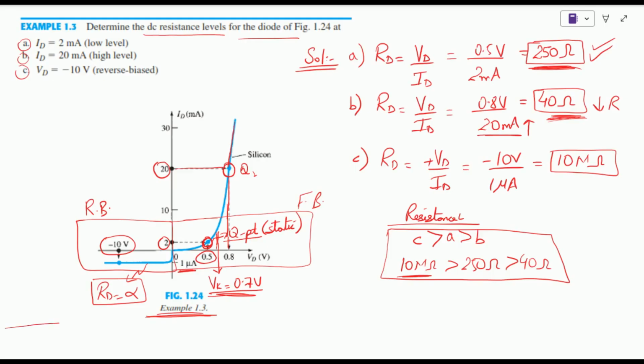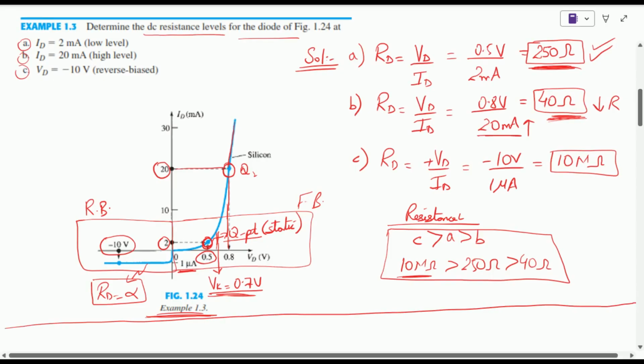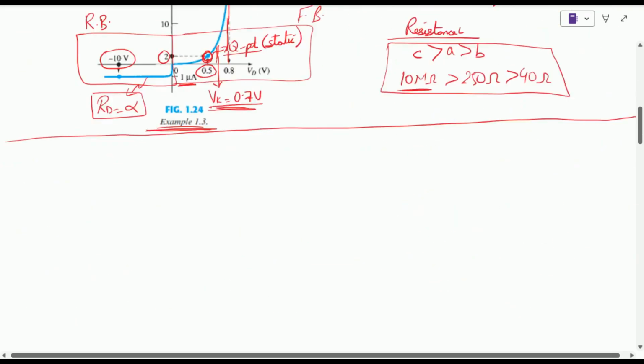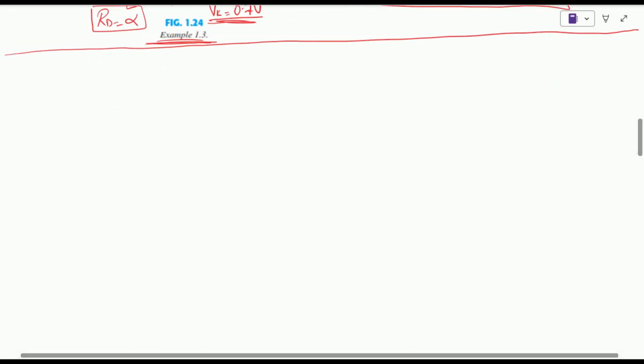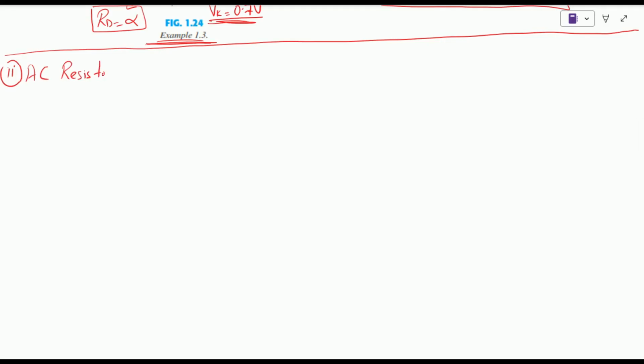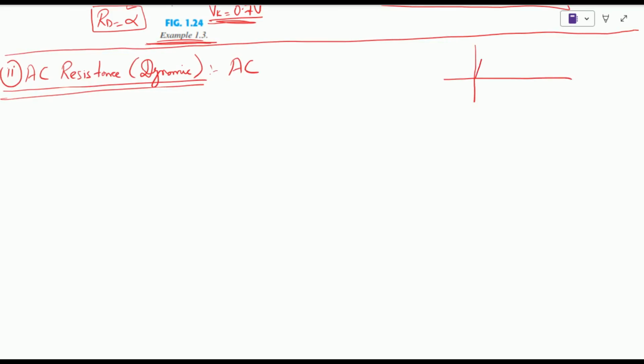So this was all about the first type of resistance when dealing with diodes, and this was the static or DC resistance. Now let us move to the second kind of resistance, and that is known as the AC resistance. So we say the second kind of resistance is AC or dynamic resistance. By dynamic resistance, what we mean is that the applied source is an AC signal. So again, what we have as an input is a sinusoid signal.